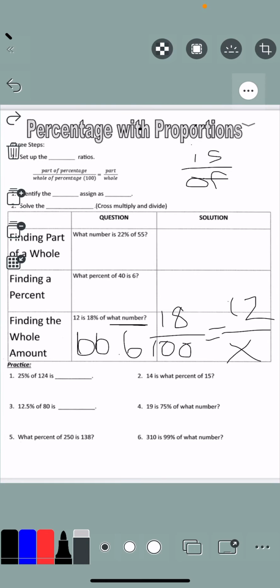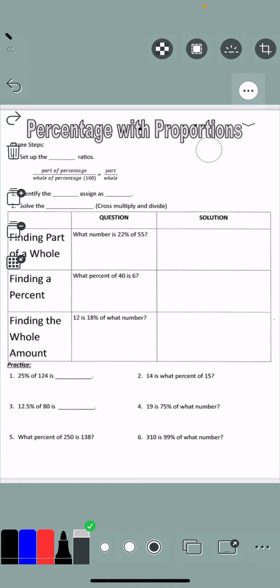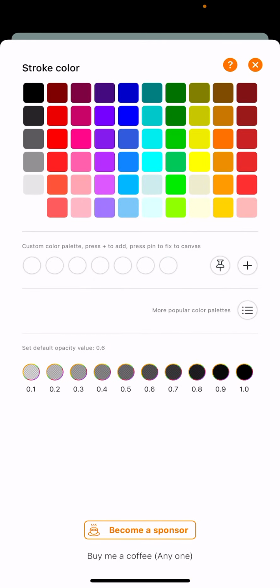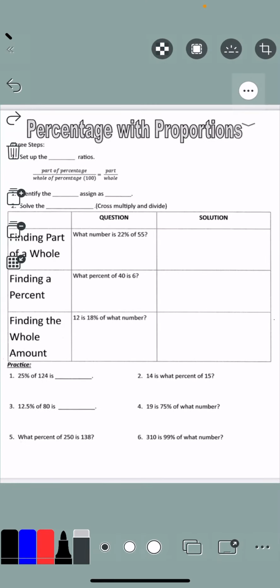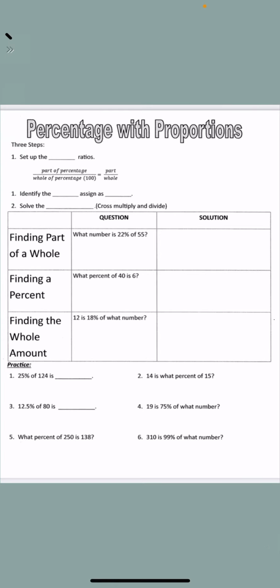So today we are going to look at writing percentages with proportions. So the first thing we have to know is all percentages are out of 100. That's probably the top thing you got to remember. All percentages are out of 100.